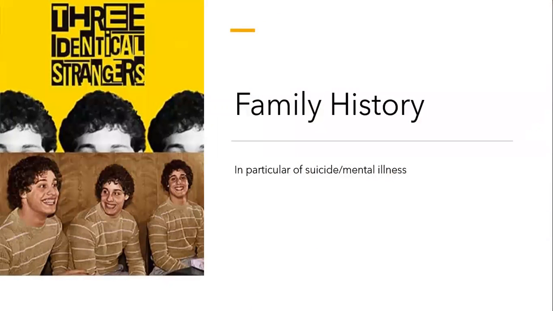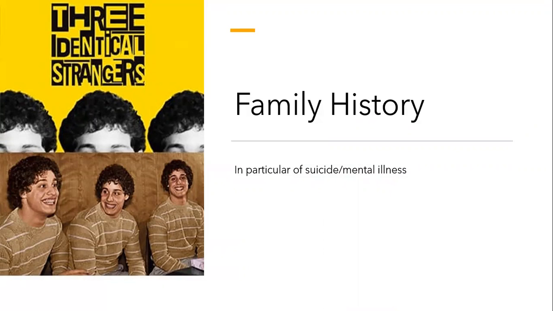The family history is also important. In particular, we're thinking about the family history of suicide and mental illness. A history of exposure to suicide in a close family member or close relative is a risk factor for suicide. And a family history of any mental health problem also increases the risk of that mental health problem in that person as well. However, family history or genetics and biology is only one part of causes or risk factors of mental health problems.